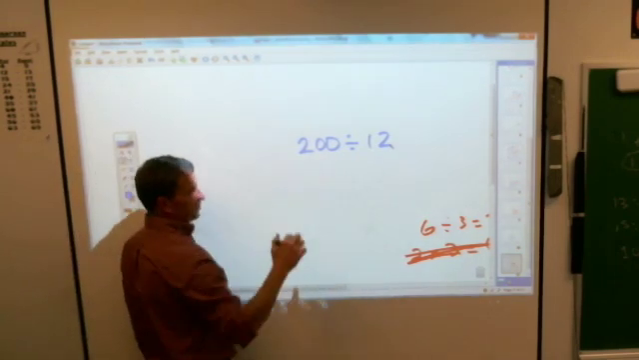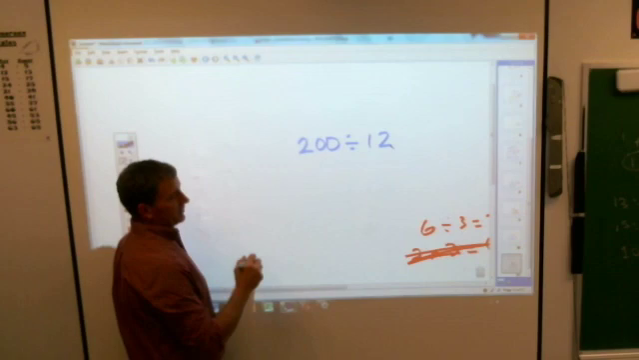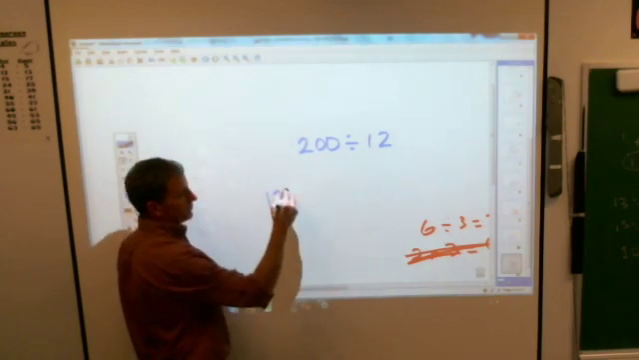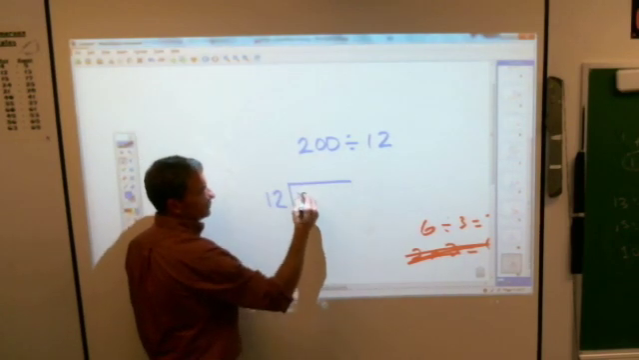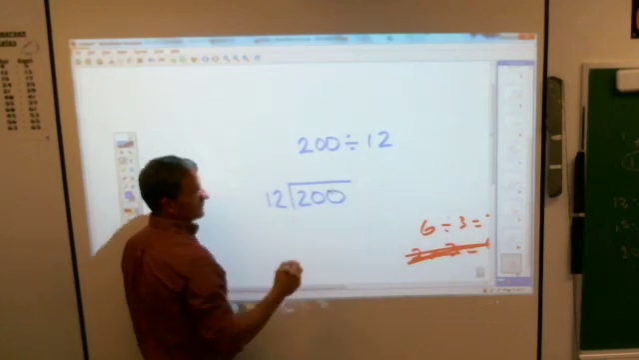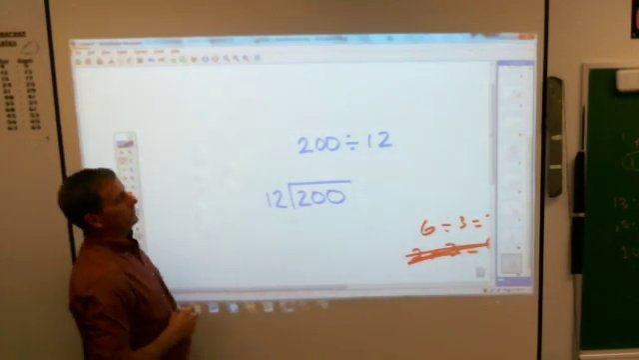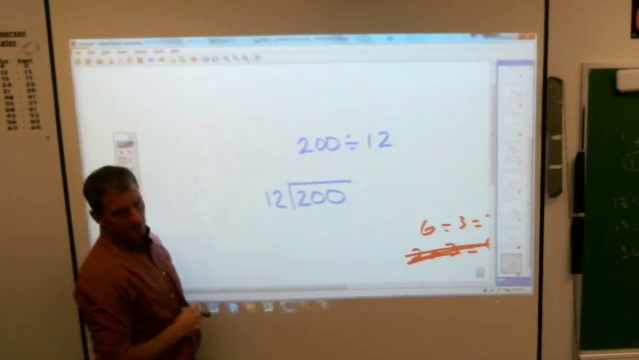Just so you remember, if we're actually doing this problem, 200 divided by 12 looks like this: 12 into 200, correct? You with me? Please follow. Do you remember the algorithm for this?